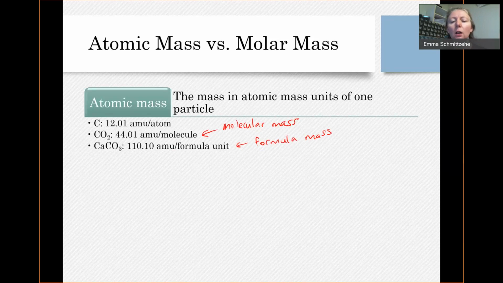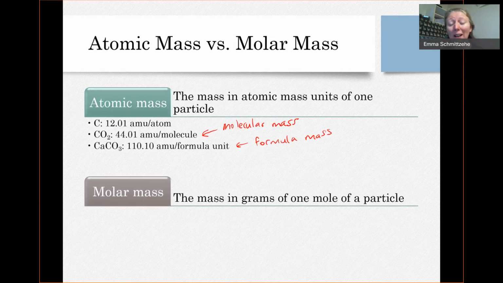It's on the scale of individual units, instead of clusters of these things. Now molar mass, on the other hand, is the mass in grams of 1 mole of a particular particle. So atomic mass is the mass in atomic mass units, or AMUs, of one particle, whereas molar mass is the mass in grams of an entire mole of these particles. And so it is Avogadro's number of these things.